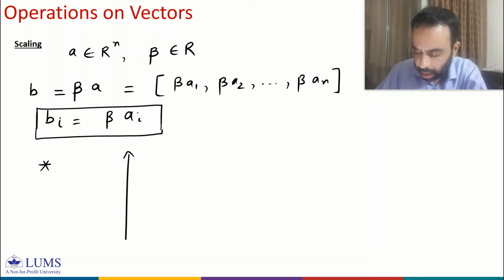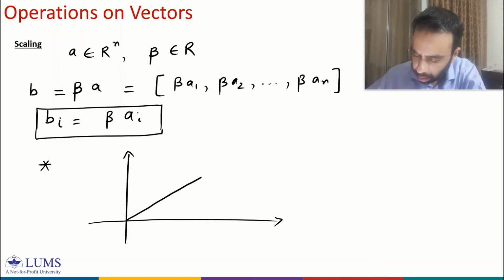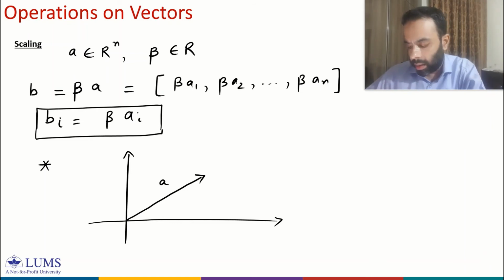And for the interpretation, maybe we can talk about R2. Say we take this vector, and we call this vector a. And what's happening with the scaling operator? If you choose beta greater than 1, and you multiply a by beta, this is going to extend the vector a, this is going to expand the vector a in the same direction. And if you choose beta between 0 and 1, this is going to shrink the vector a.